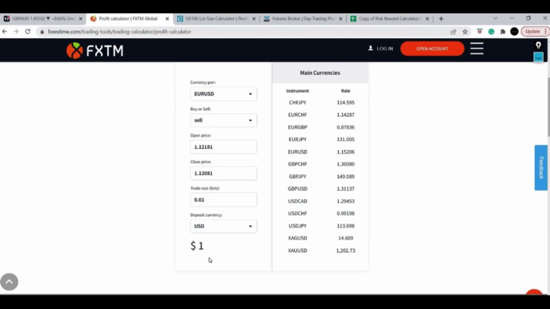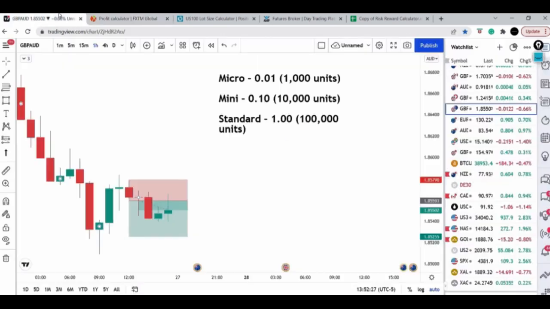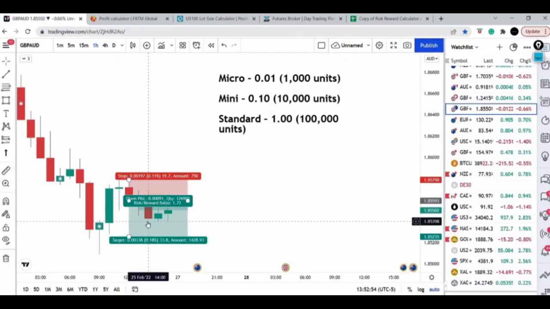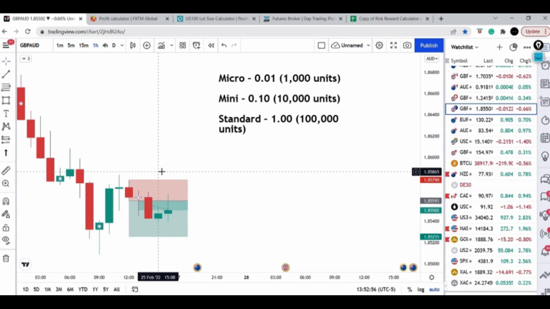So let's say that you say, you know what, I want to risk more than that. You go to the mini, so that's 10,000 units, 0.10, okay, and that's $10. So that trade, you're going to be risking $10, right? You're going to win $10 on that trade, or if it goes against you, you're going to lose $10. So this is a very good thing to know ahead of time, because you don't want to say, oh man, I'm in this trade, but I don't know how much I'm risking on this trade. That's no way to trade, guys. You have to be organized.